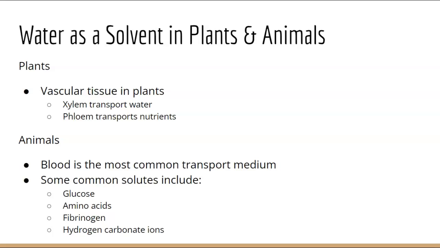And then in animals, we have blood. It's the most common transport medium. I'm sure you could have guessed that without me telling you that. And some of the common solutes include glucose, amino acids, fibrinogen, and hydrogen carbonate ions. You've probably heard of glucose, you've probably heard of amino acids. We're going to talk more about the other 2, fibrinogen and hydrogen carbonate ions, as we continue through these slides. Not today, but as we continue through this topic.